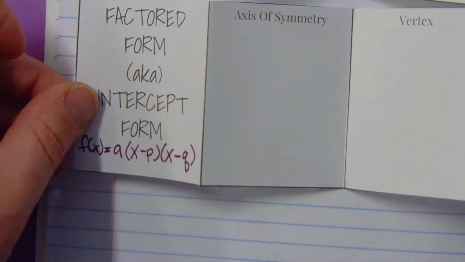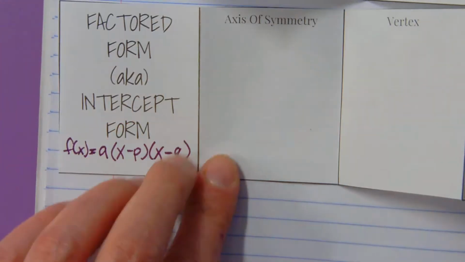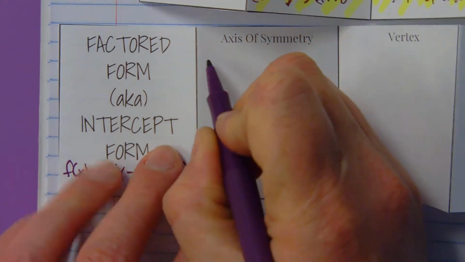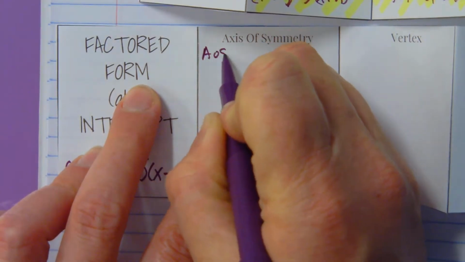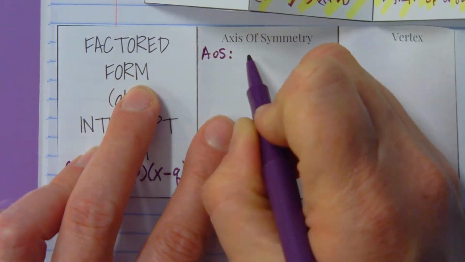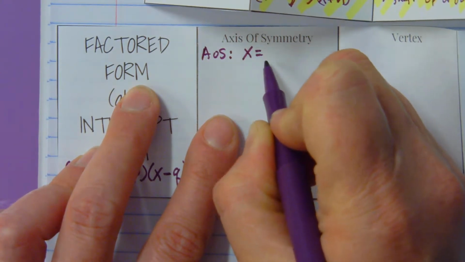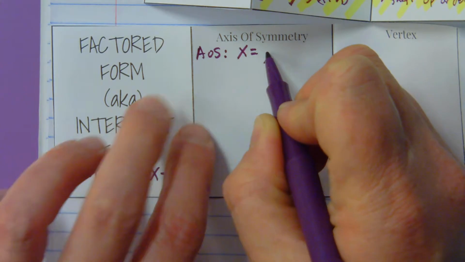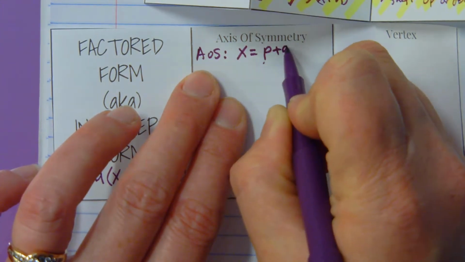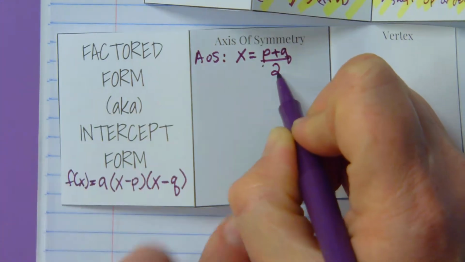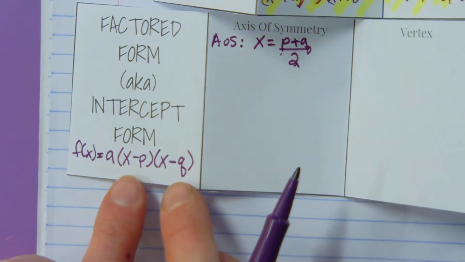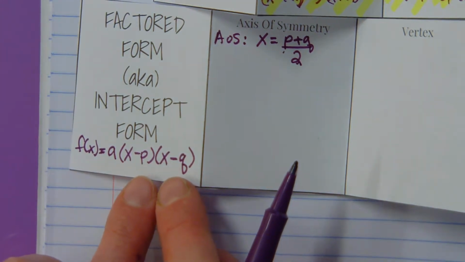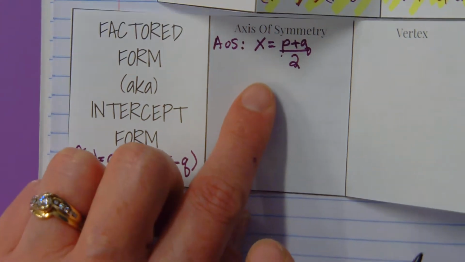All right, axis of symmetry. So if we are in factored form, then our axis of symmetry, which is our AOS, is found by going x equals, take the p value, take the q value, and add them, and then divide by 2. So what it's doing is taking your x-intercepts and dividing it in half to find the middle of your parabola, or that axis of symmetry.